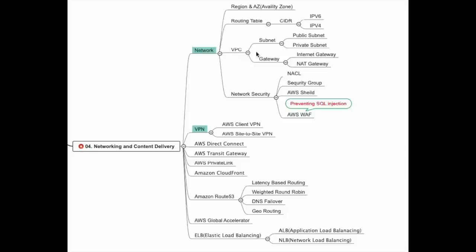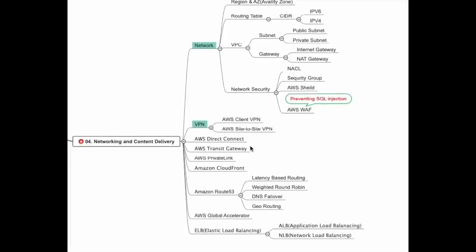You should also know the difference between a subnet, which is a smaller network unit than a VPC, an internet gateway, and a NAT gateway, which enables external internet communication. Also, to set up network security, you need to have a basic understanding of NACL and security groups. Additionally, there is AWS Shield and AWS WAF. You also need to understand VPNs to connect on-premises or VPCs, and a service called AWS Direct Connect that creates a dedicated line between AWS and on-premises.